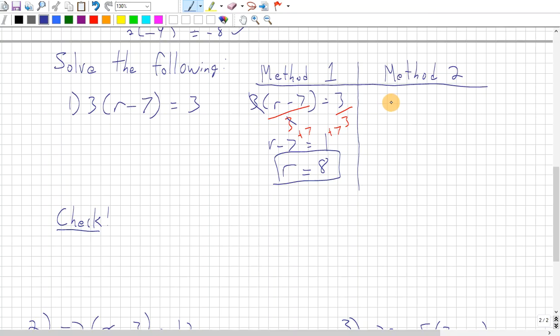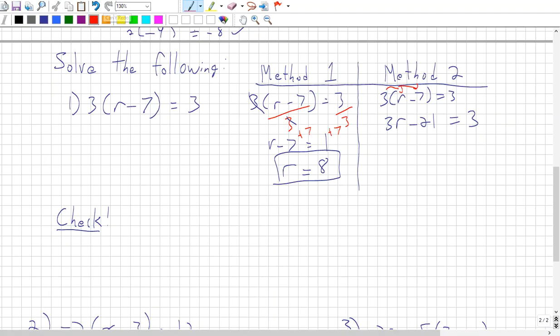Okay, method 2 is going to be multiplying out the brackets using the distributive property first. So I'm going to take that value of 3 and multiply it in for r and for 7. So I end up getting 3r, 3 times r is 3r, 3 times negative 7 is negative 21, is equal to 3. I haven't multiplied anything on it, so I'm not doing anything on both sides, I'm not eliminating anything yet. I'm just using the distributive property. So you might run into a mistake of multiplying the other side by 3 at this first step, but that's not what we're doing. All we're doing is using the distributive property.